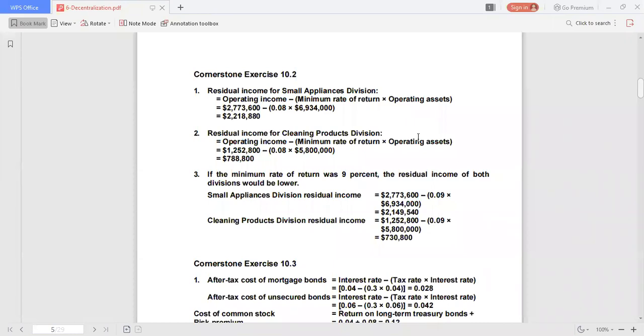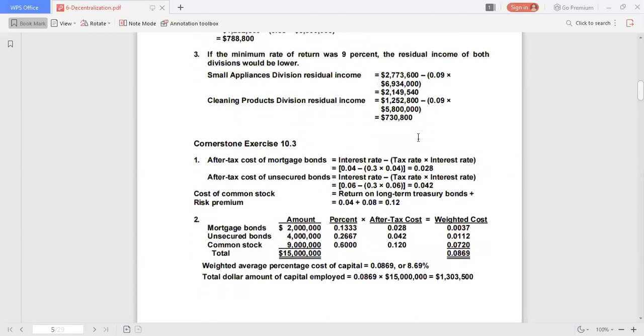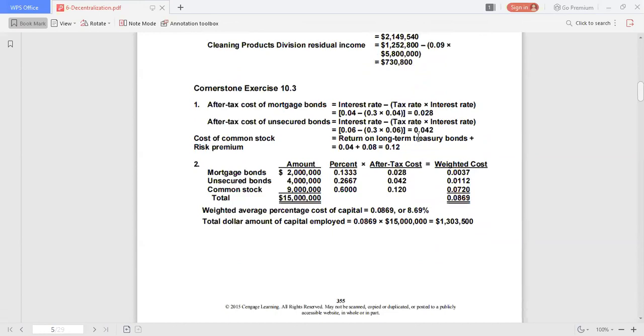And for the cleaning products division, we have 1,252,800. That's the operating income minus 9% of the average operating assets. So we only get 730,800. Now take note of the formula in determining your return on investment and your residual income.